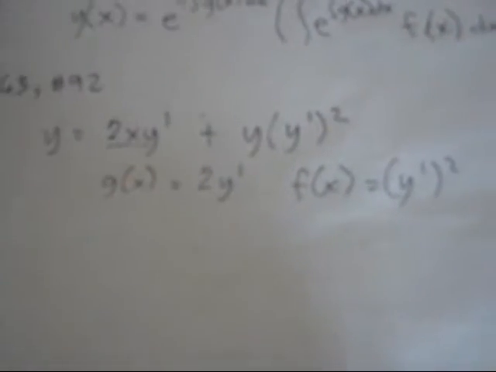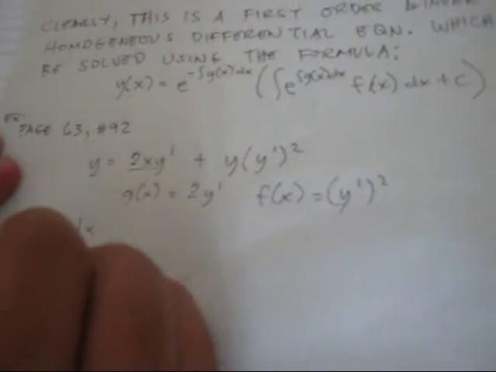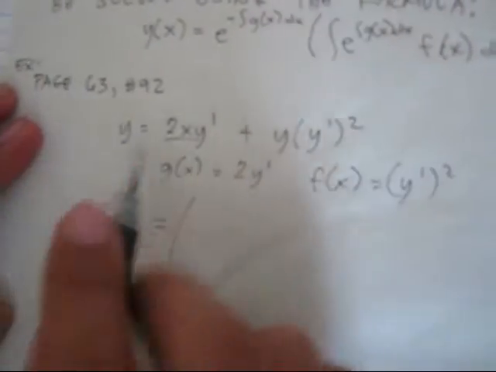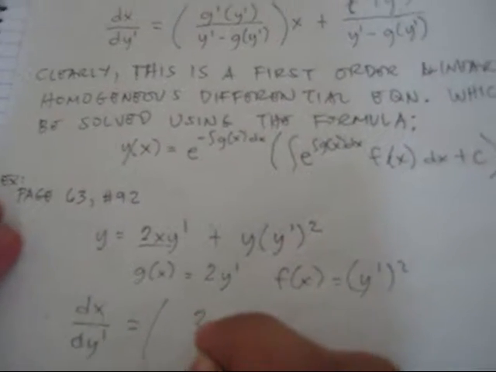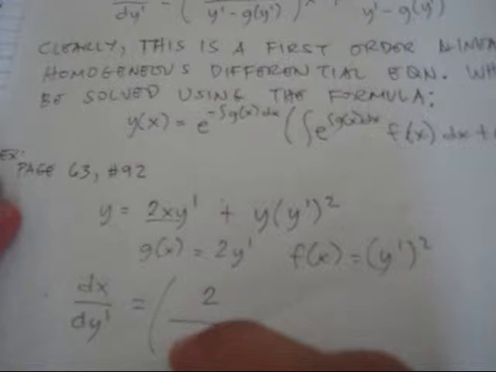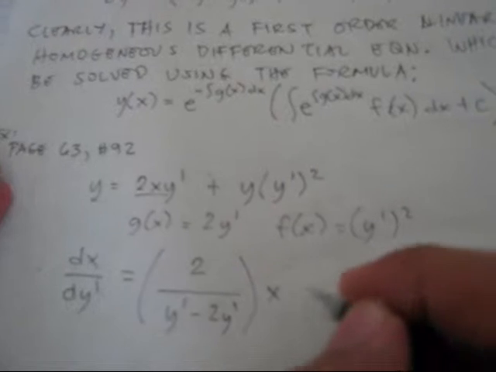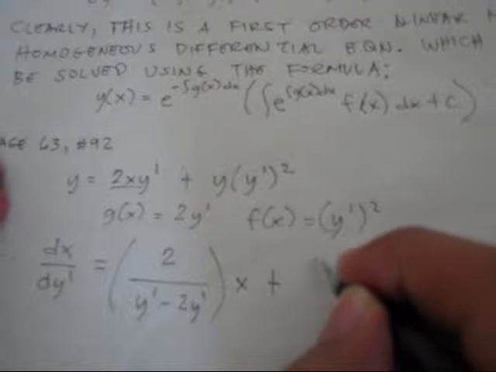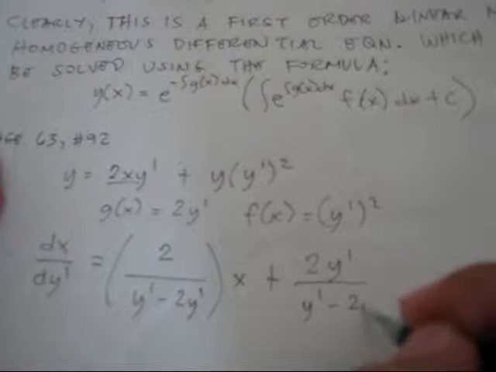So with this formula, you just substitute. So dx over dy prime is equal to the derivative of g of x, which is only 2, over y prime minus 2y prime times x plus the derivative of the f of x, so it will be 2y prime all over y prime minus 2y prime.